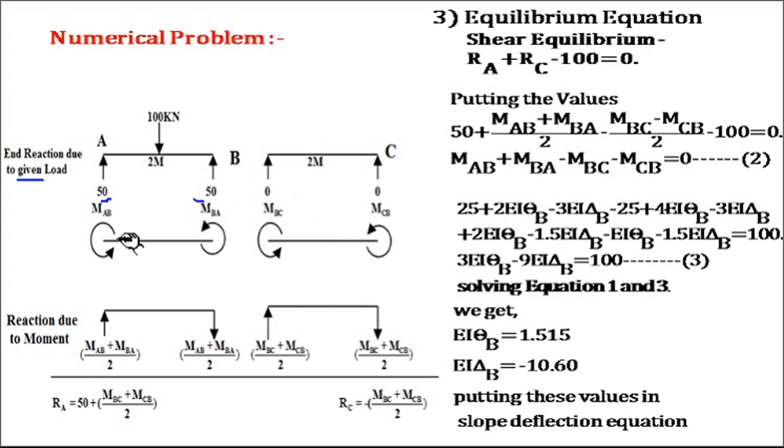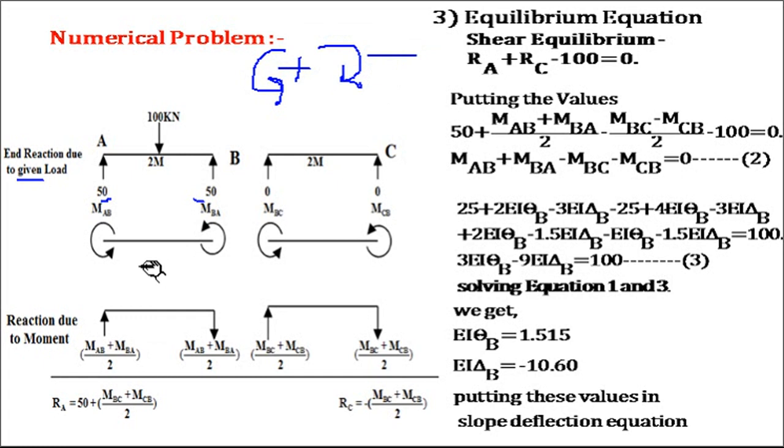Now we don't know how the moment is acting in members AB, BA, BC and CB. So what we'll do is apply all the moments in the anti-clockwise direction. For AB we are applying it anti-clockwise, we don't know the nature of the moment. For B also, and for BC also, we are applying anti-clockwise. As per our sign convention, anti-clockwise is positive and clockwise is negative.